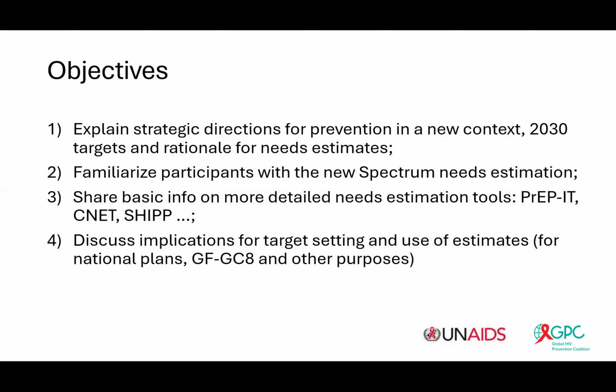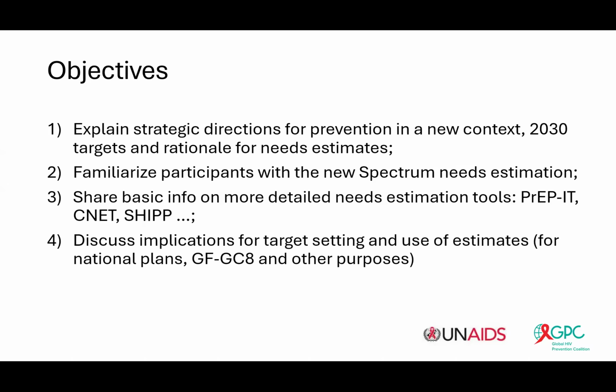One is to explain some strategic directions for prevention in the context of 2030 targets and the rationale for these HIV prevention needs estimates. Also to familiarize ourselves with the new Spectrum needs estimation tools, and to share some basic information on more detailed needs estimation tools such as PrEPIT, CNET, as well as to also hear from the region on the Quant 2 for estimating PrEP need as relevant for this region. We will not go through the SHIP 2 as it's not relevant for the LAC region.